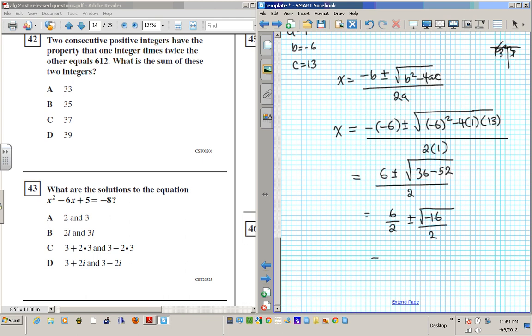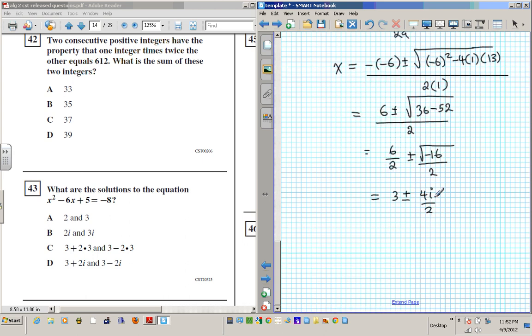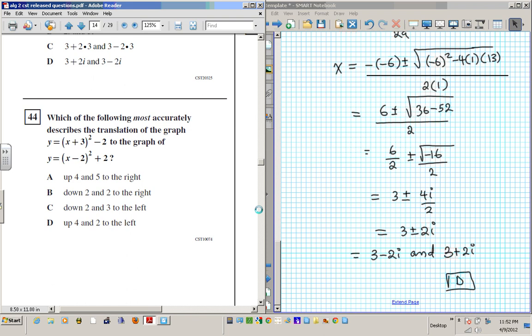Okay, so this becomes 3 plus or minus the square root of negative 16. The square root of negative 1 is i, and the square root of 16 is 4, so you're going to have 4i over 2. Don't forget, anytime you take the square root of a negative number, it's going to become an imaginary number, okay? So if I divide the 4 by 2, I'll have 3 plus or minus 2i. If I split the equations apart, my solutions will be 3 minus 2i and 3 plus 2i. So our answer to this is D, okay? Alright, let's move along to question number 44.